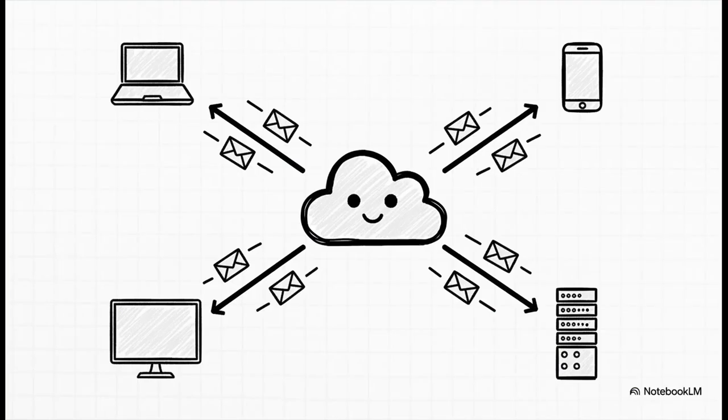Think about it like this. If you want to get a letter, it needs your home address, right? Well, it's the exact same thing for the internet. Every single device, your phone, your laptop, even your smart fridge, if it's connected, it has an IP address. It's that unique identifier that lets devices find each other and talk.